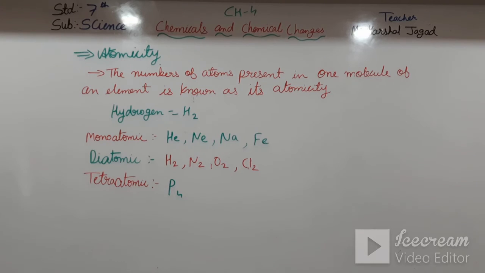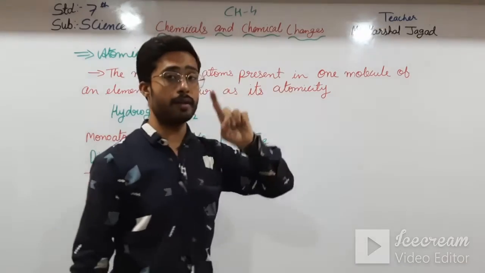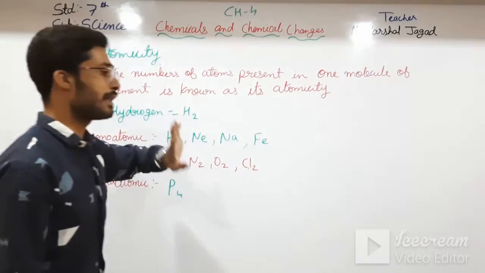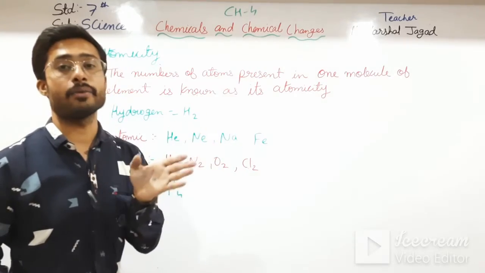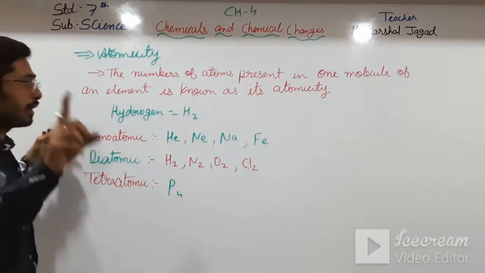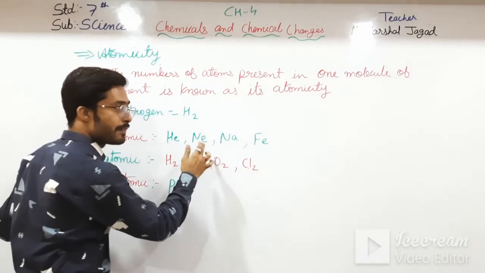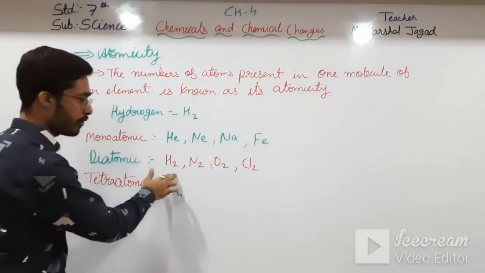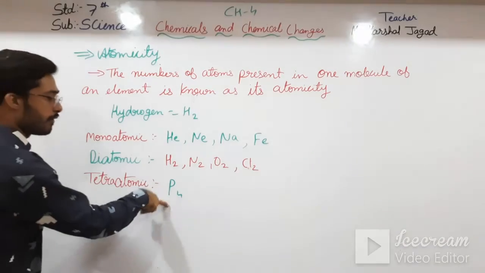So this is the atomicity. What is atomicity? First of all, the number of atoms present in one molecule of an element is known as its atomicity. We can also classify these elements according to the atomicity. The elements which have only one atom in a molecule are known as monoatomic, which are helium, neon, sodium, iron. Okay, and diatomic, that is hydrogen, nitrogen, oxygen, chlorine. Then coming to tetraatomic, that is phosphorus.